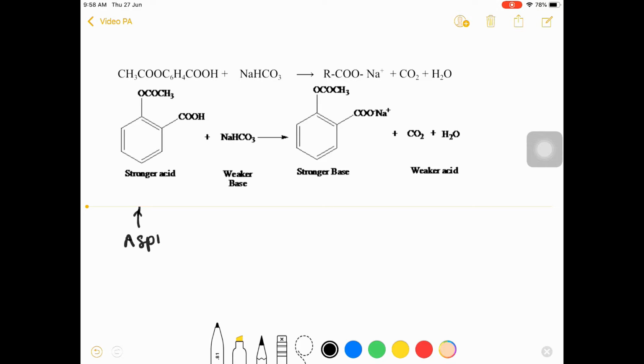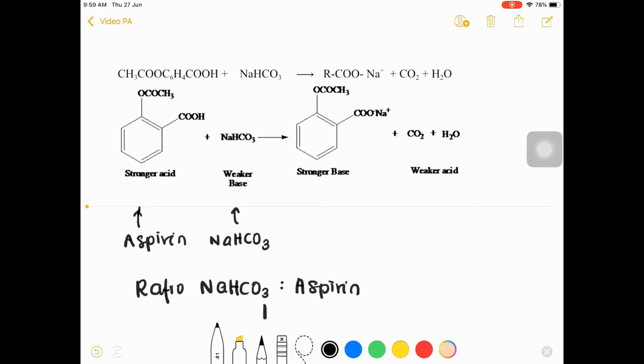Aspirin will act as a stronger acid and react with a weaker base, which is sodium bicarbonate. And this will form the sodium aspirin salt, which here is the stronger base. And the weaker acid formed in this reaction is carbon dioxide and water. Hence, from this equation, we get the ratio between sodium bicarbonate and aspirin, which is 1:1.